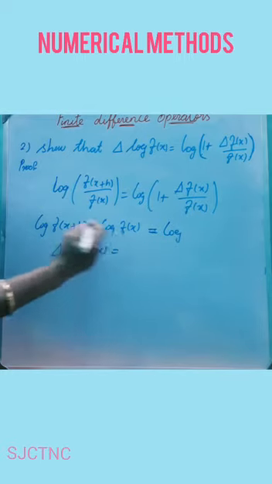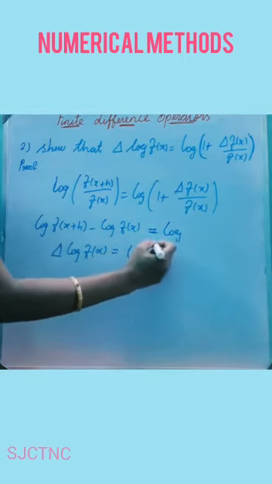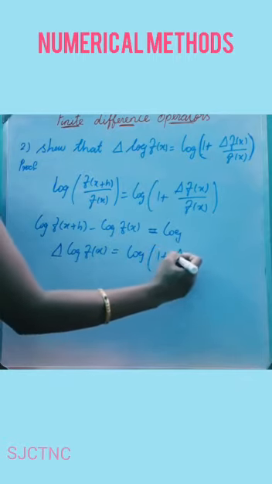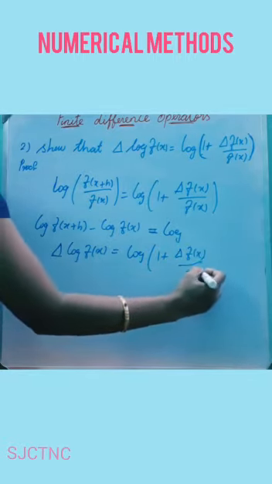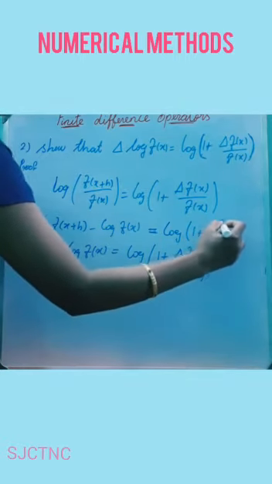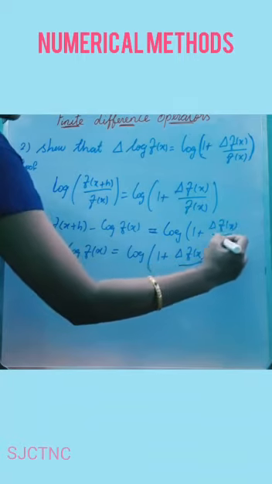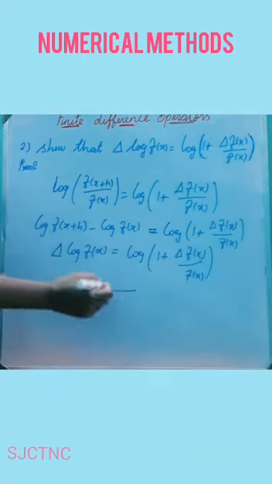So the left hand side is over. Forward difference of log of f of x equals log of 1 plus forward difference of f of x divided by f of x. We reach the concept, so we complete the proof.